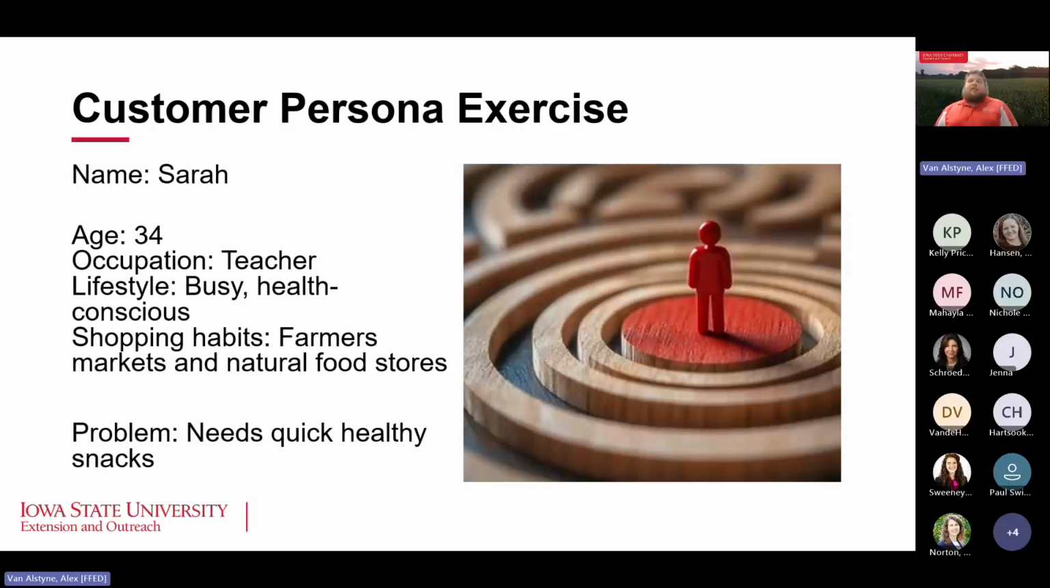Here's a quick example of a customer persona. This is Sarah. She's 34, a teacher, and lives a busy, health-conscious lifestyle. She shops at farmers markets and natural food stores. Her main problem is that she needs quick, healthy snacks that fit into her day. When you think about a real person like this, it becomes much easier to design products, pricing, and marketing.